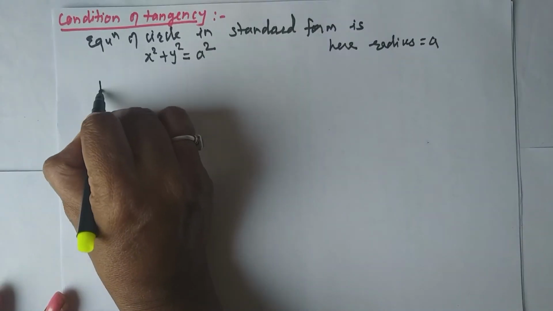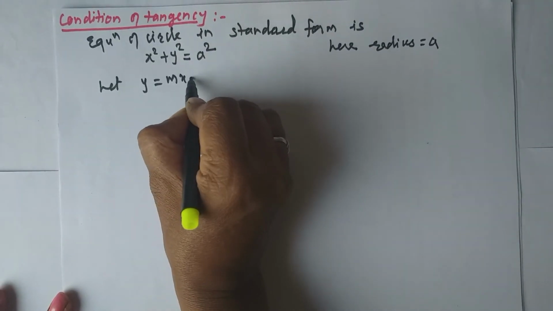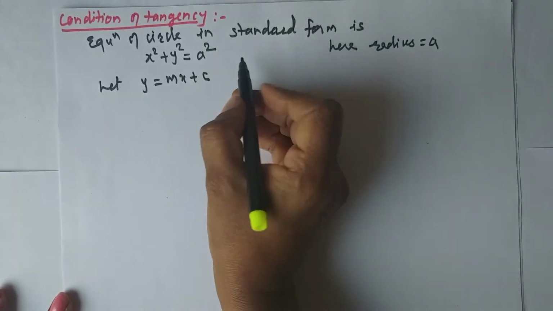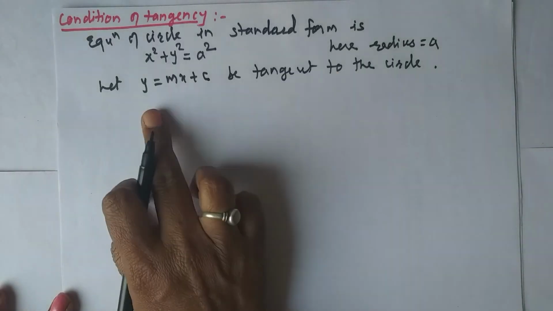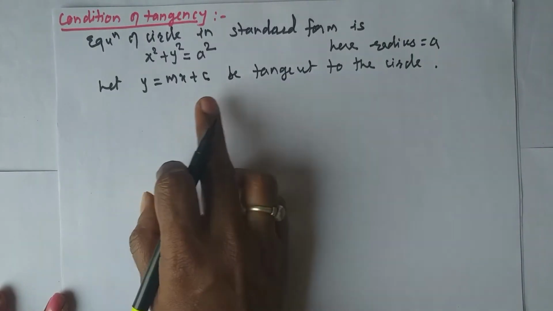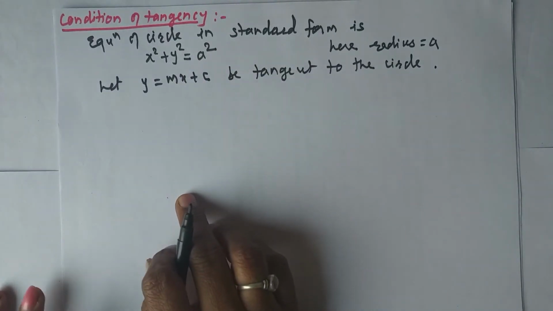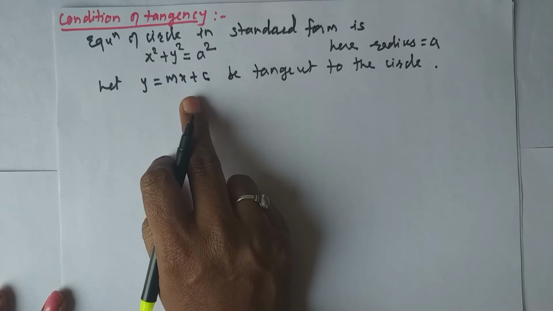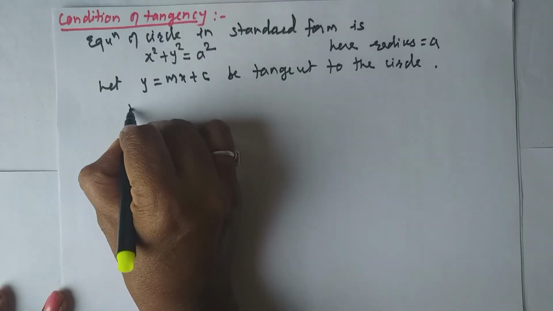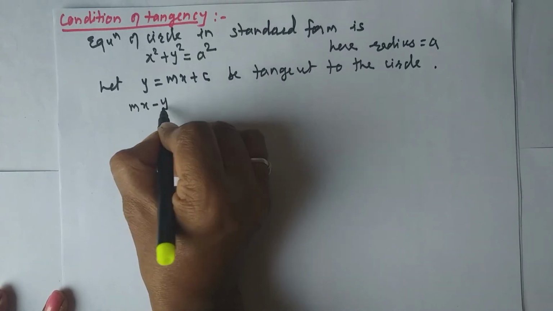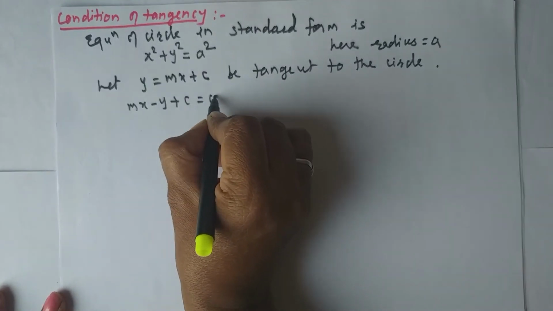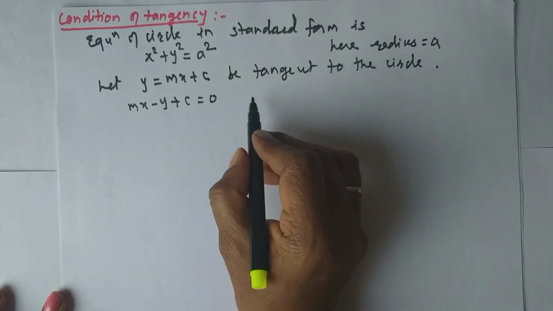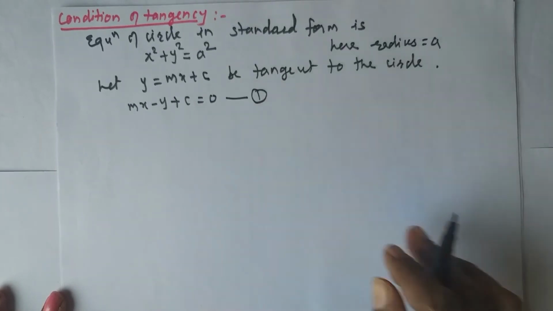Now let the line y is equal to mx plus c be tangent to the standard circle. Now we will rearrange the terms of this line. We will take all the terms to one side. Then this will be mx minus y plus c is equal to 0. I am transferring all the terms to one side. I suppose this is equation 1.